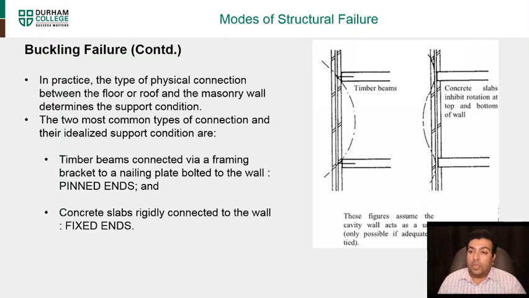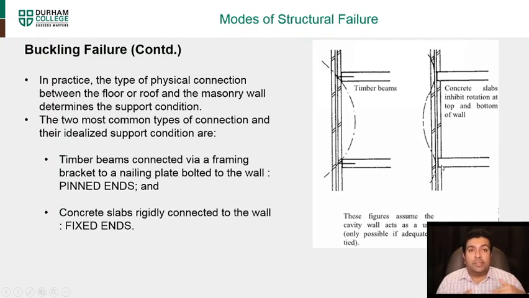Now, in practice, the typical type of physical connection between the floors or roof and the masonry wall determines the support condition. There are two most common types of connection that are ideals for support conditions. So you have the timber beams. The timber beams are connected via framing brackets to nailing plates, which are bolted into the masonry. So if these timber beams are bolted using plates, this is called a pinned end. Comparatively, if you have a concrete slab which is rigidly connected to the wall, these are called fixed ends.